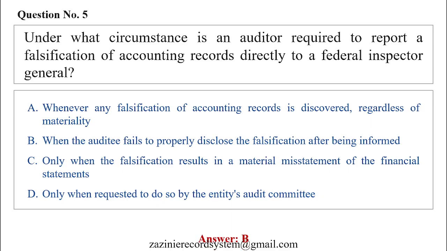Correct answer is letter B. Explanation. Letter B is correct because the process works in steps. The auditor first communicates the falsification to the auditee, and only escalates to a federal inspector general if the auditee then fails to make appropriate disclosure. It isn't an automatic report for every falsification found, and it isn't limited only to cases that create a material misstatement.